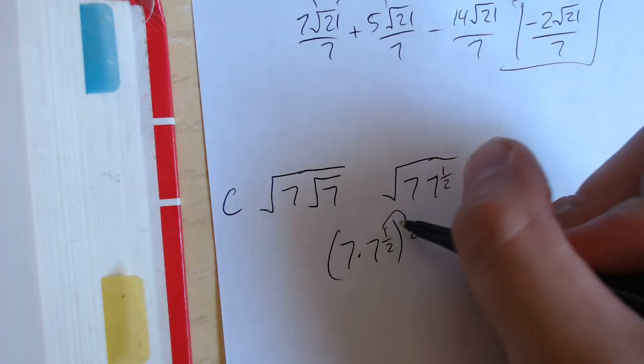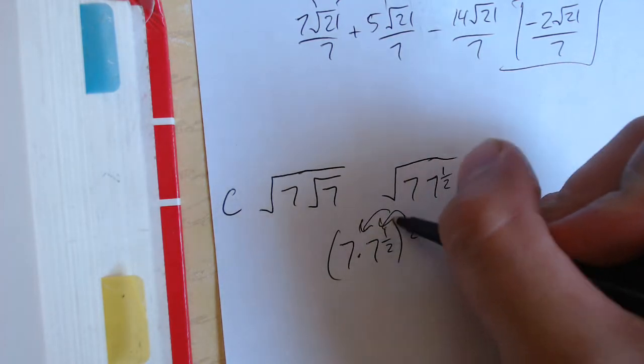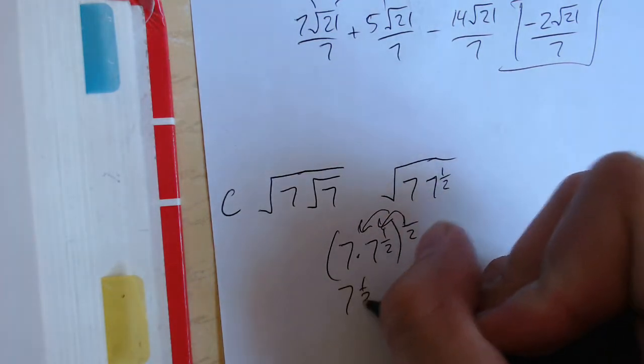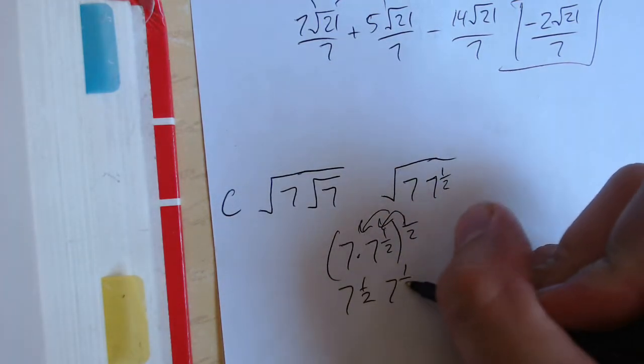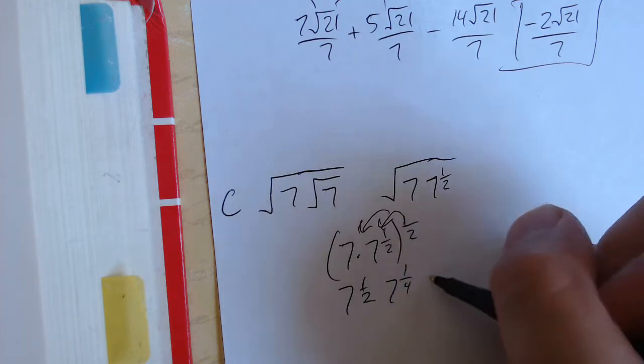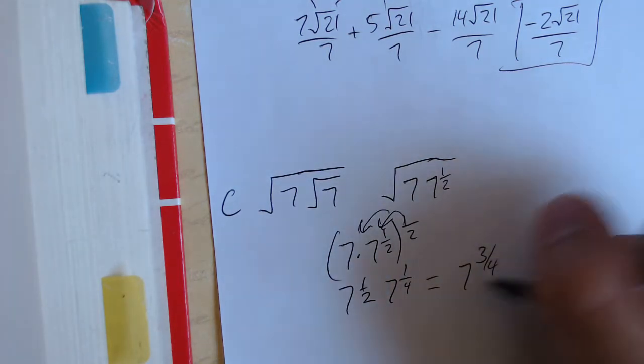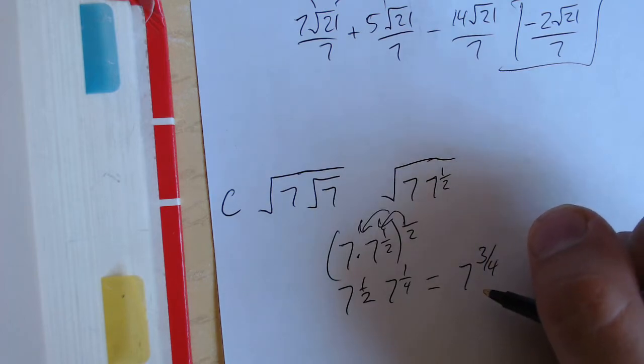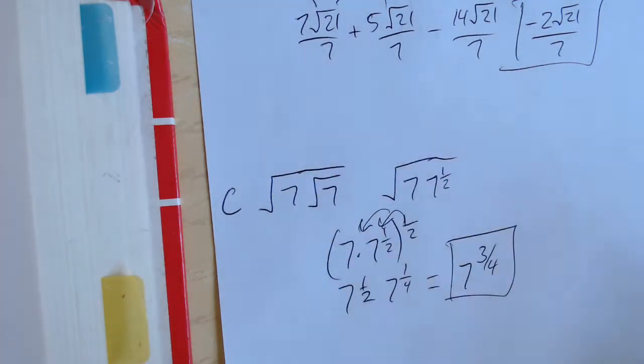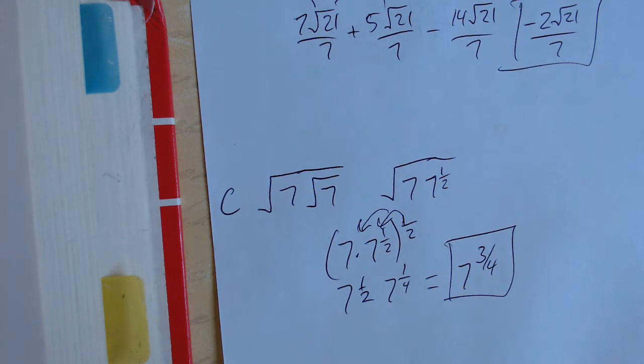Alright, so from here we just use distributive property, and then we get 7 to the 1/2 and 7 to the 1/4. When we combine these, we get a final answer of 7 to the 3/4. And that is our final answer. So fractional exponents are pretty easy if you've been doing good with fractions so far.